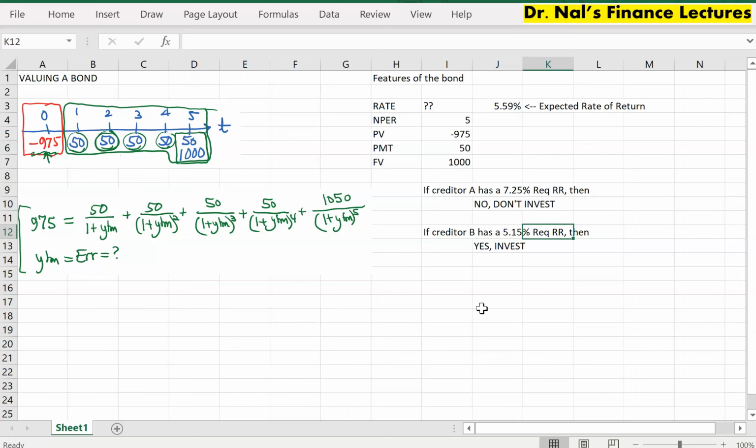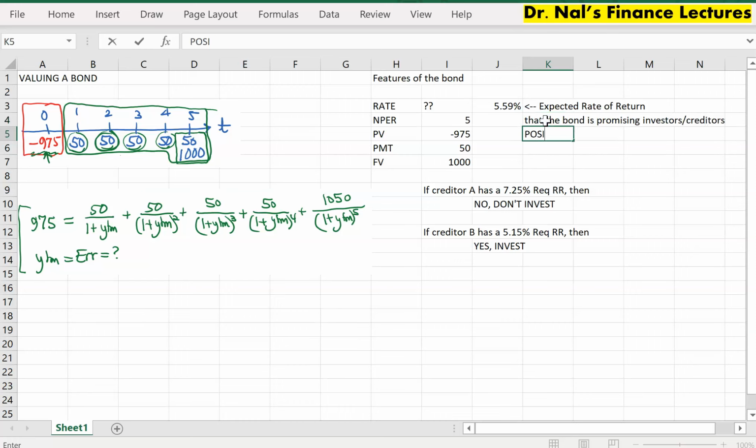Now the story also has a normative side. So for creditor A, 5.25% is the required rate of return of creditor A. As a result, he or she decides not to invest in this bond, presumably because that investor thinks that the $975 market price is too expensive. So this bond is too expensive. Then the next normative question will be, what is the value of the bond to creditor A? That's the next question. So this 5.59% is the expected rate of return that the bond is promising to investors or creditors.